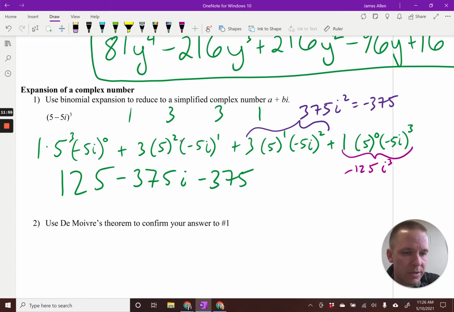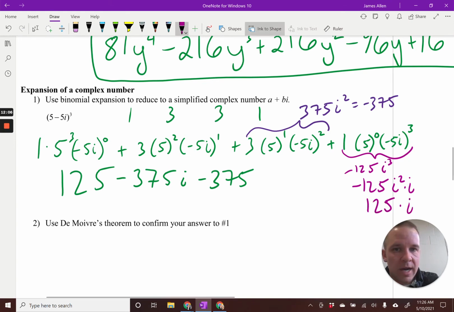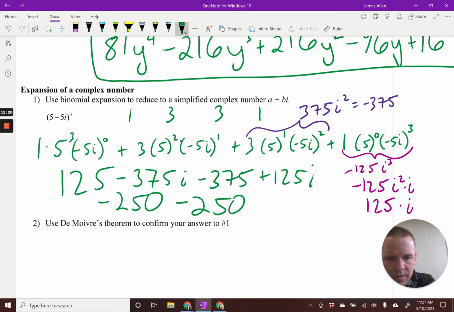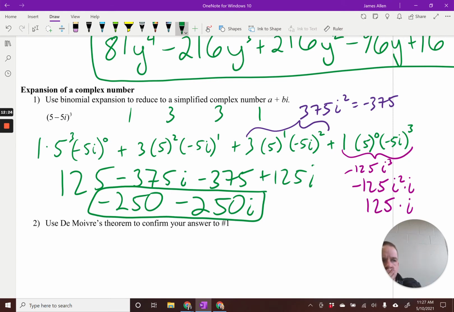Let me backtrack that for you guys just in case you're like, wait, what? 125, and then we have i squared times i if we want to break it apart that way. So that would become positive 125 because i squared is negative 1, times i. So plus 125i. Now I can combine some things, right? So I'm going to have, looks like, negative 250 minus 250i. Okay. So that's one way of doing this, right?